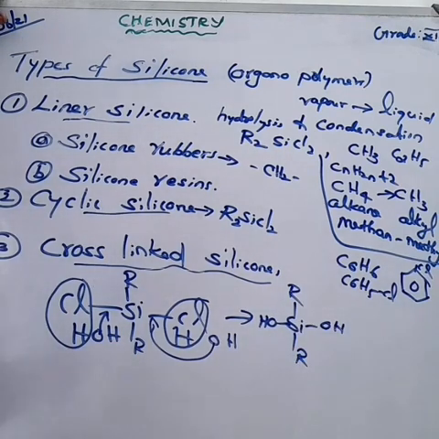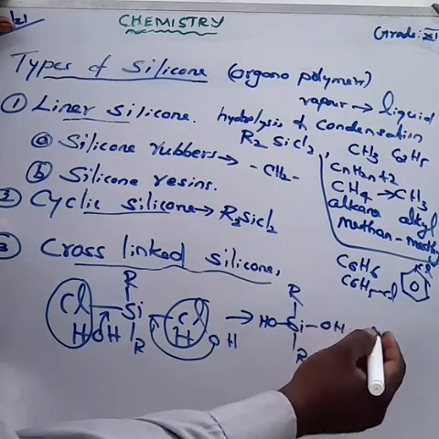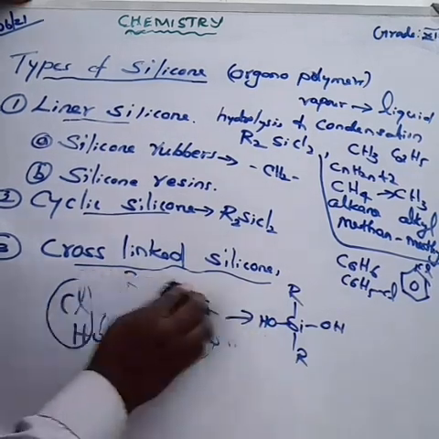And again, more reaction like that undergoes polymerization. We get one big compound, and that we are calling cyclic silicones. Okay, cyclic silicones we will learn tomorrow. Okay, next.